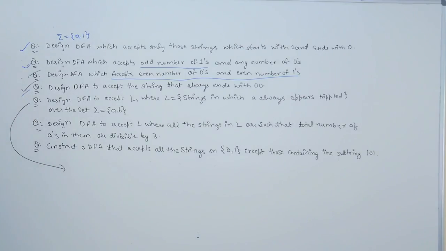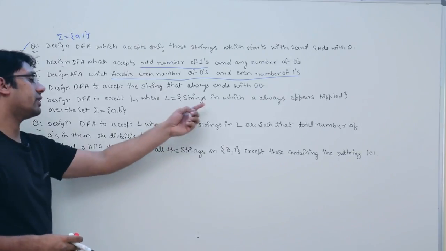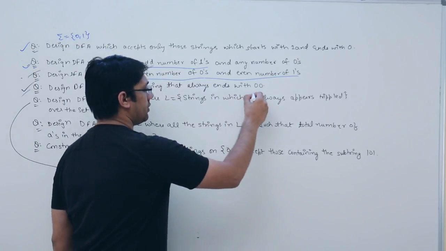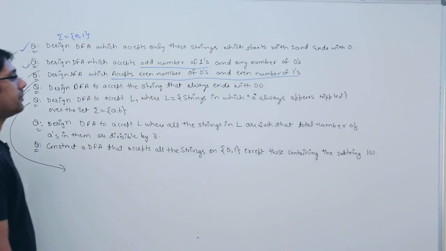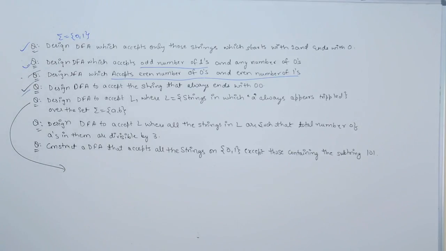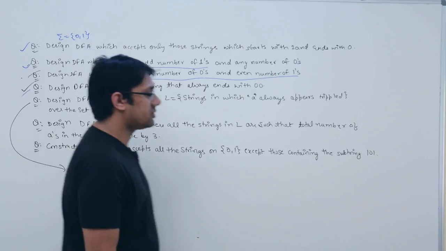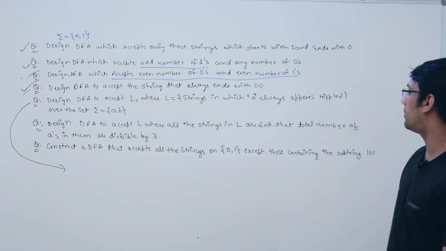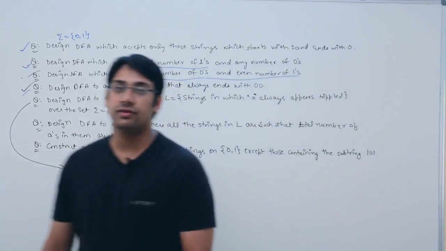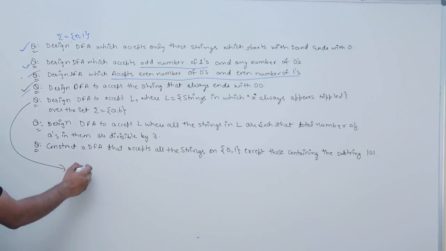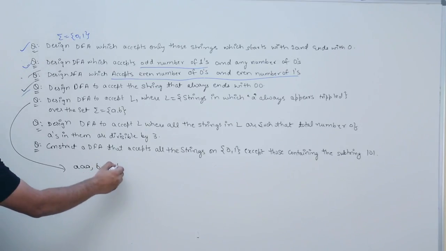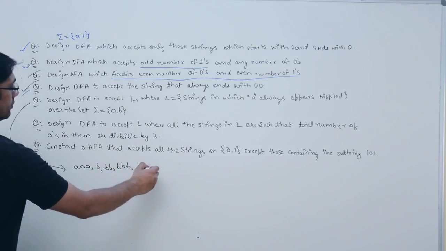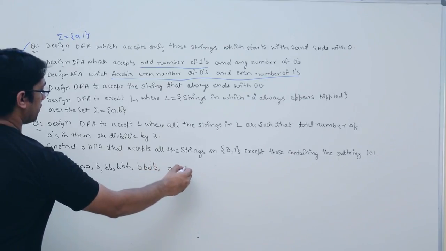Now the next question is, design a DFA to accept the language L, where L is strings in which A always appears tripled, over the alphabet Sigma equal to {A, B}. So A always appears tripled. That means A should be consecutive, triple A. For example, we can have a string which is B, or B, B, B, B, or A, A, A, B, and so on.